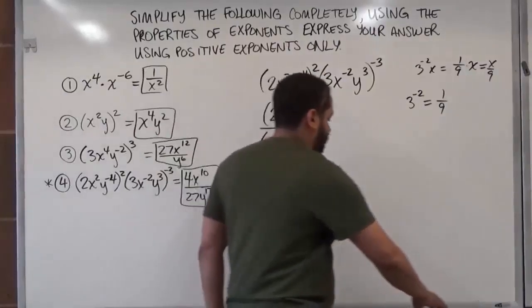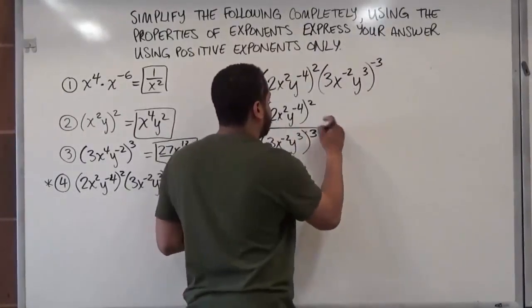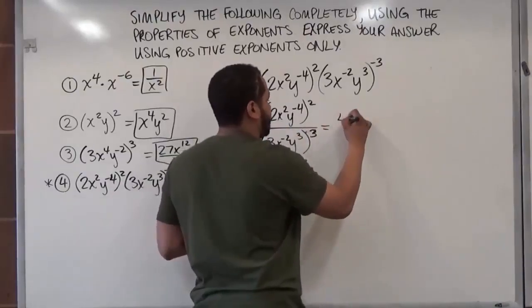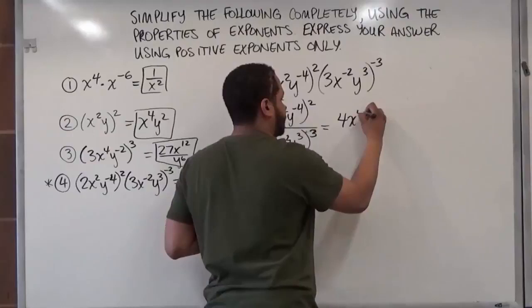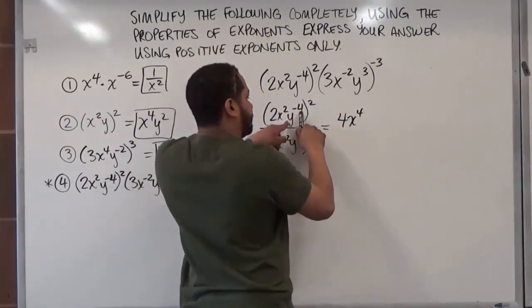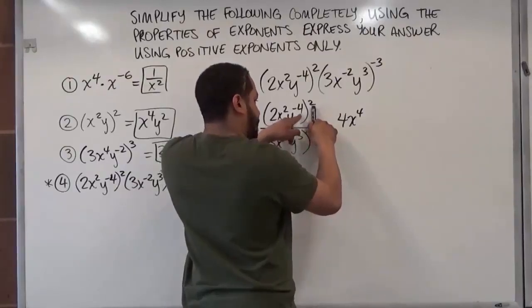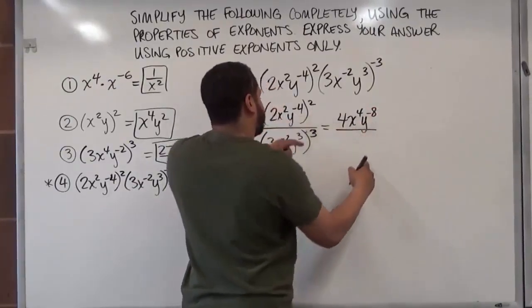So the first distribution of terms here is going to give us 2 to the second power is 4. X to the second times 2 becomes x to the fourth. The exponents are multiplying again. Y to the negative fourth power times 2, the exponents are multiplying again. We get y to the negative eighth. That's a lot easier to move.